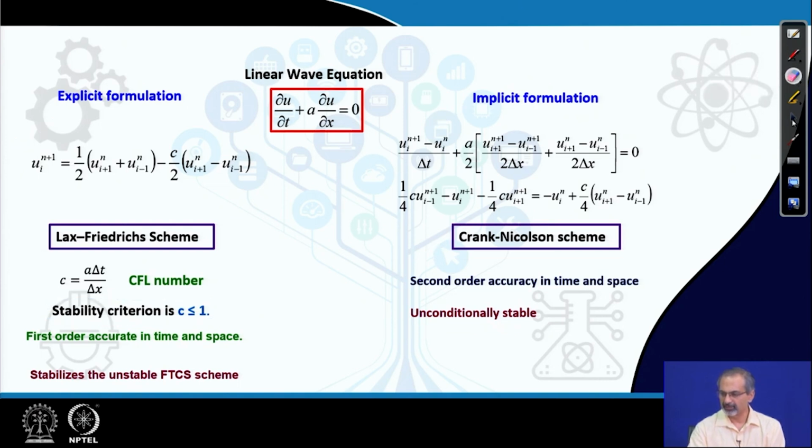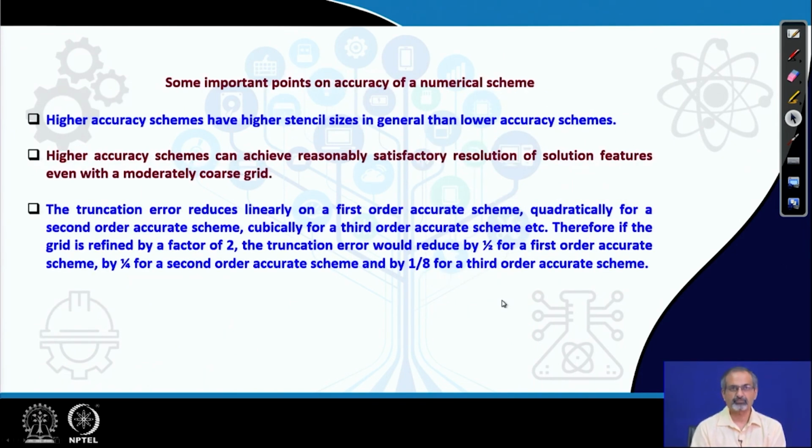So, we could compare some of these formulations both from explicit and implicit angle, and we also looked at their accuracy as well as stability. Some important facts about accuracy of a numerical scheme. In general, higher order accuracy schemes have higher stencil sizes or larger stencil sizes in general than lower accuracy schemes. This we have already seen by comparing first order accurate and second order accurate discretizations of first order derivative.